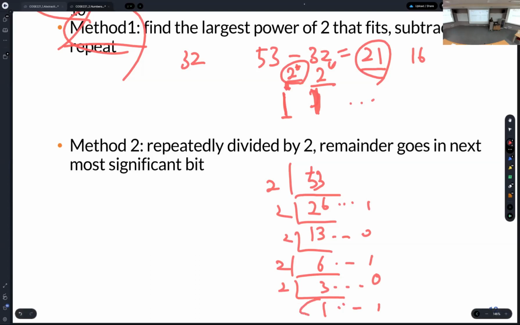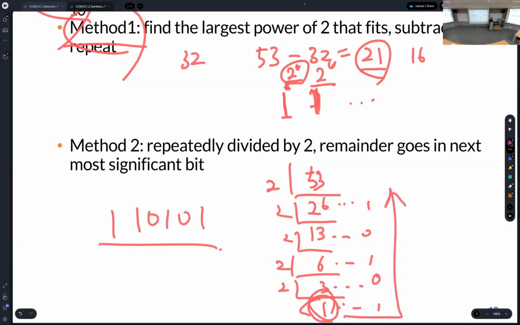And then as I mentioned, each digit is the MSB of this calculation. So what is the MSB? This is the MSB. So it becomes 110101, right? Like this. Okay.